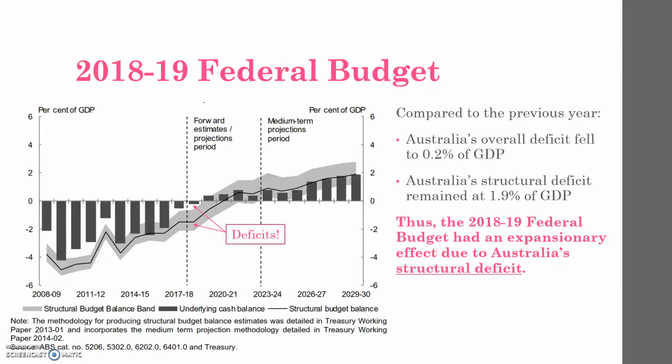So Australia's overall deficit was 0.2% of GDP, while the structural balance was a deficit of 1.9% of GDP. So straight away, we can tell that the federal budget in 2018-19 had an expansionary effect due to Australia's structural deficit of 1.9% of GDP.